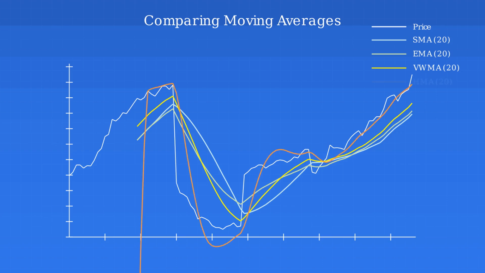Now let's add the Hull Moving Average, or HMA. Notice how it follows the price action more closely than the other moving averages. At this first trend change, notice how the HMA reacts more quickly to the downward price movement.